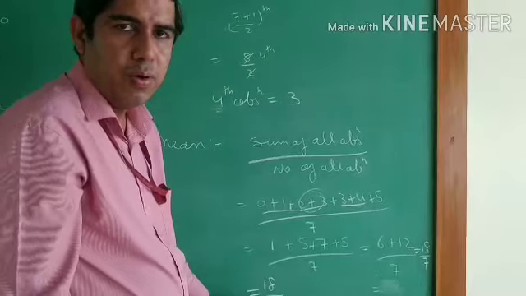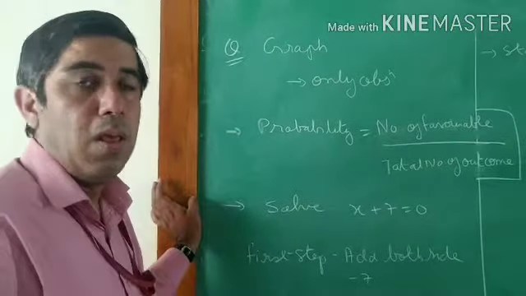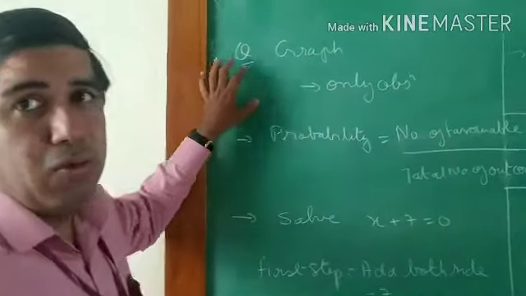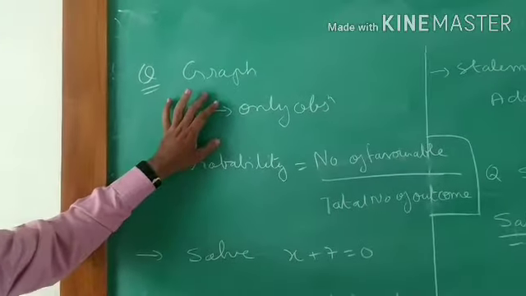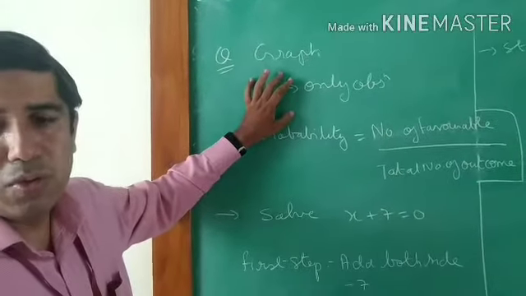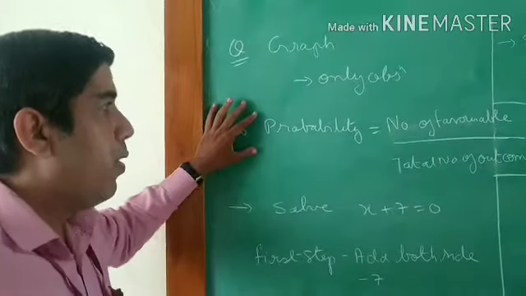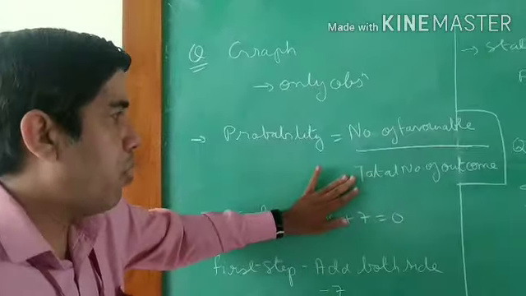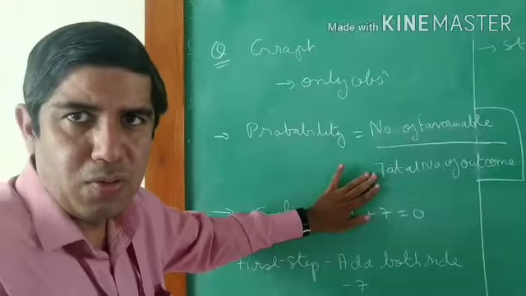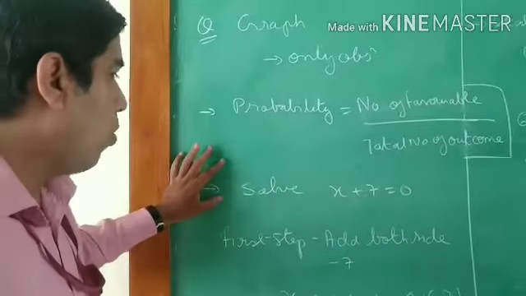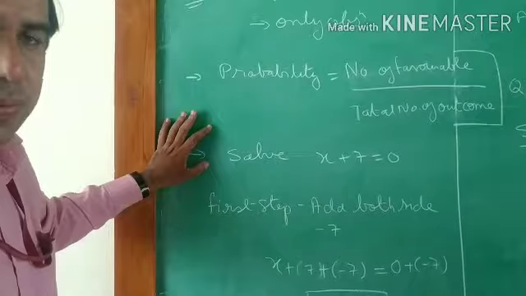Got it? Now in graph, you only have to solve the questions based on observation. Don't try to solve the questions where you have to draw the graph. Now probability: number of favorable outcomes upon total number of outcomes. It is a basic formula you should know. Right? Now solve equation. I am coming to this chapter of equation.